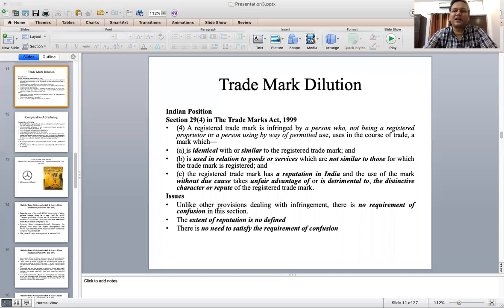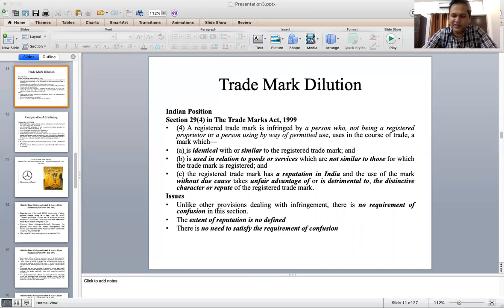Next thing is tarnishment. Tarnishment means if you are impairing the image of that very mark by your act, where it could be defamed or something like that. So if you use something scandalous or obscene or something like that, then in that very case, that very mark could be diluted by tarnishment. The third one is free riding.